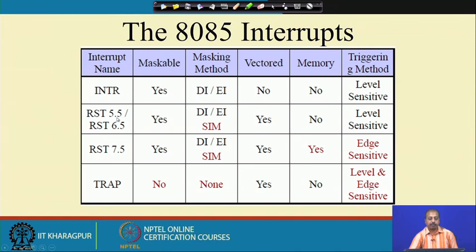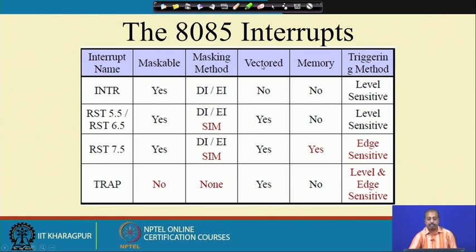Whereas for 5.5, 6.5 and 7.5, we have two ways to do this masking. One is via DI, EI, another is by using the SIM instruction. We know that there is an individual flip flop for enabling and disabling these RSTs, so they can be utilized using the SIM instruction, and DI and EI will be affecting the interrupt enable flag. As a result the entire thing will be disabled. TRAP cannot be masked. This is the only non-maskable interrupt that 8085 has.